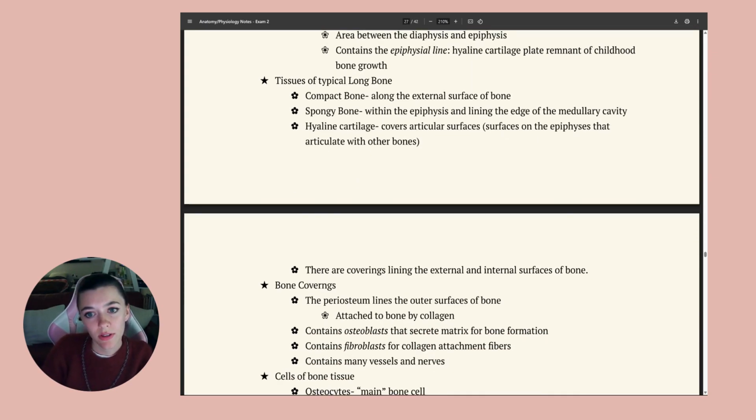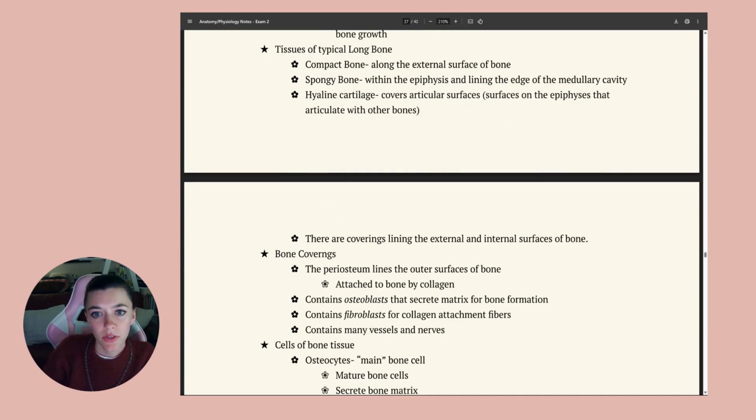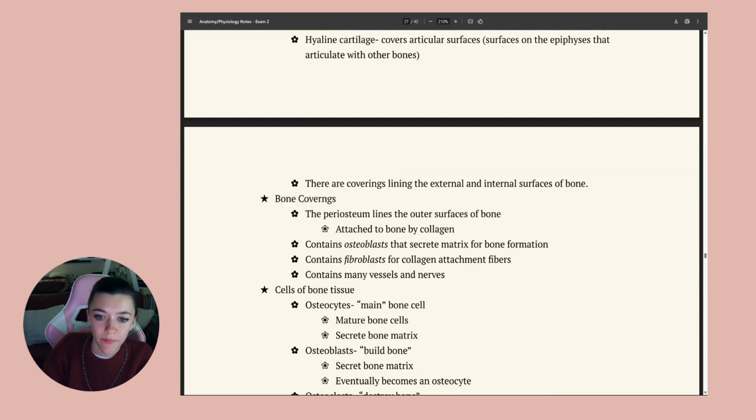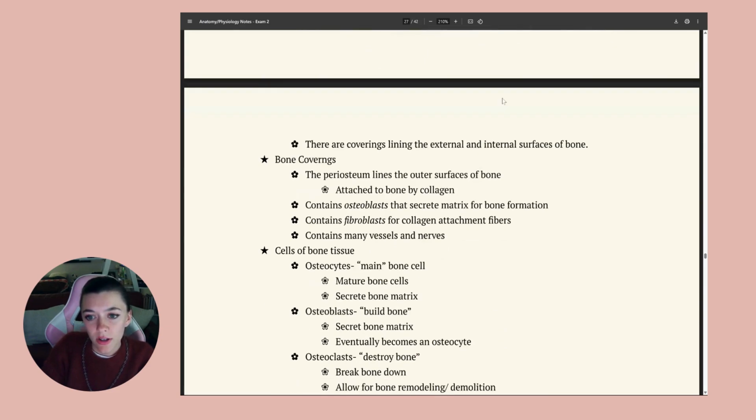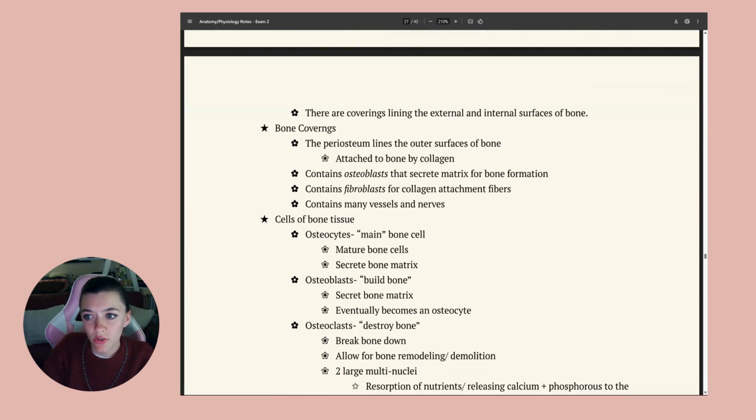Tissues of typical long bone. So you're going to have compact bone that is along the external surface, spongy bone, which is within the epiphysis and lining edge of the medullary cavity, and hyaline cartilage, which covers articular surfaces, aka surfaces on the epiphysis that articulate with other bones. There are coverings lining the external and internal surfaces of bone.